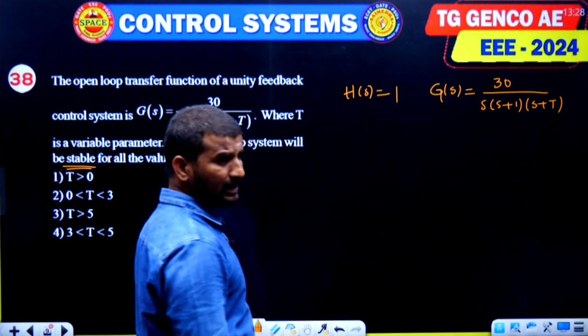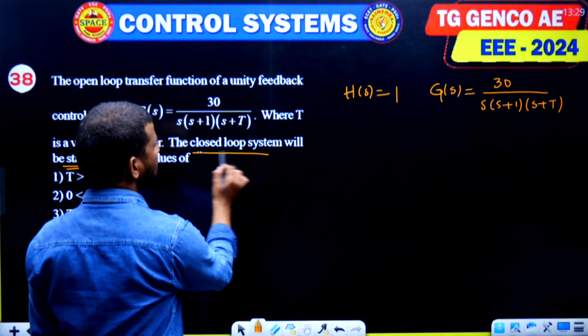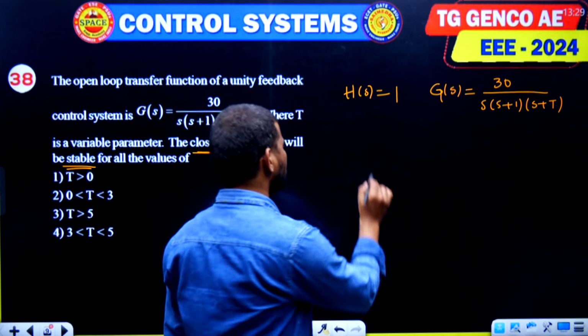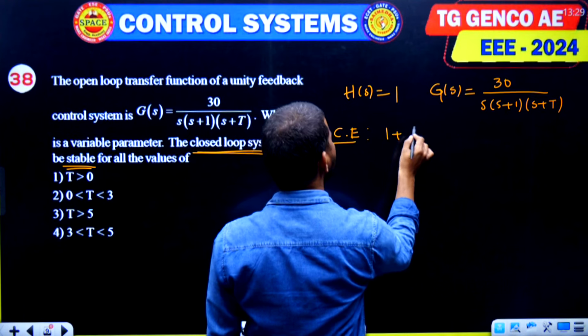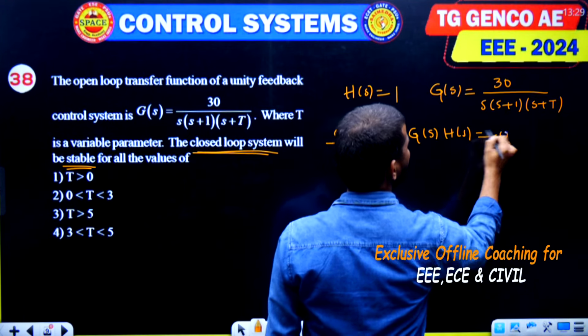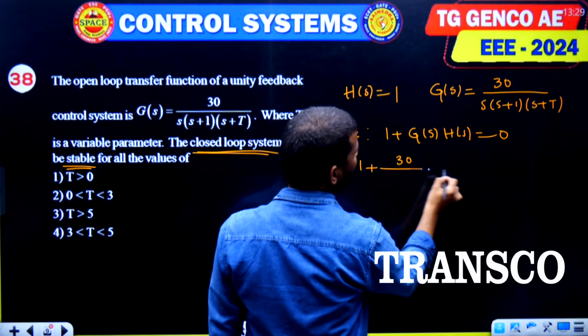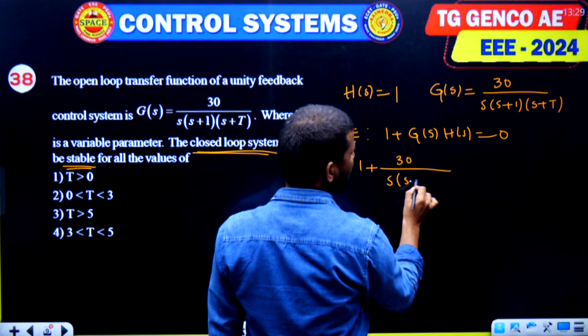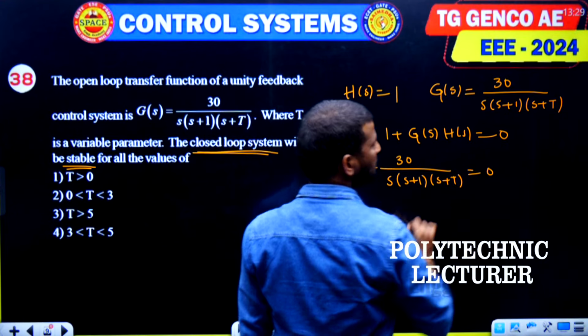Let us analyze the stability by considering the characteristic equation of the closed loop system. The characteristic equation will be 1 plus G of S into H of S is equal to 0. That means 1 plus 30 divided by S into S plus 1 into S plus T is equal to 0.